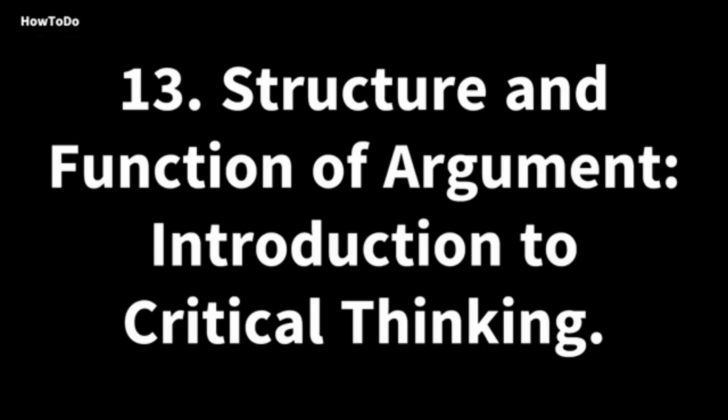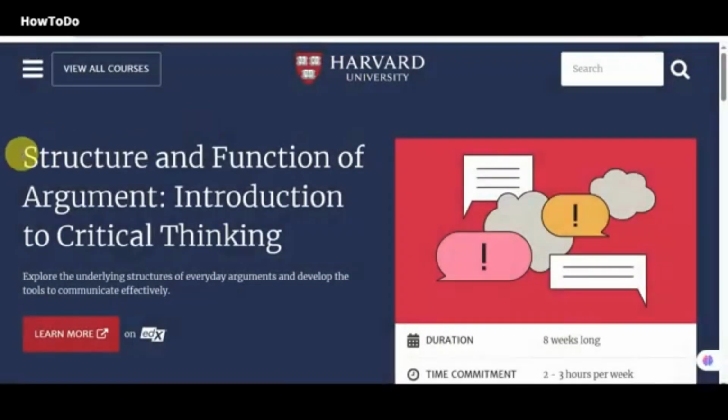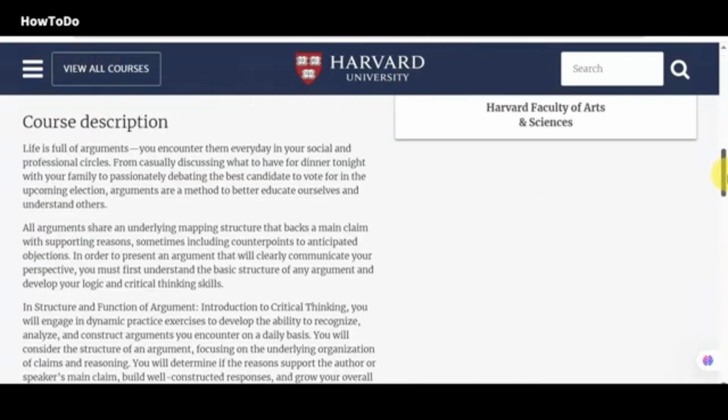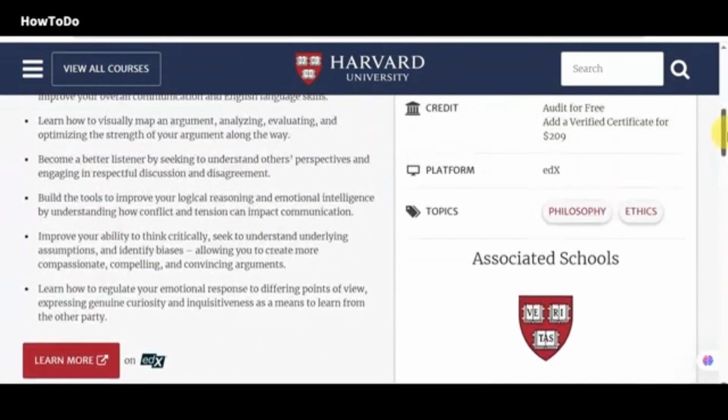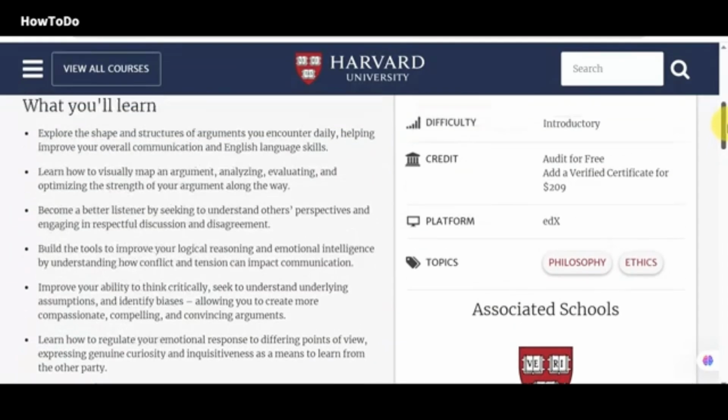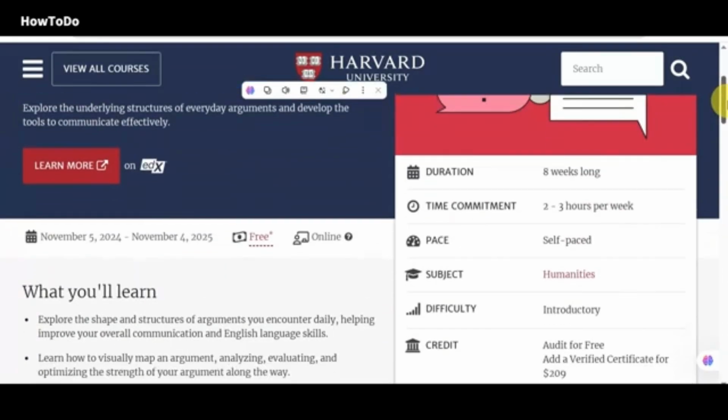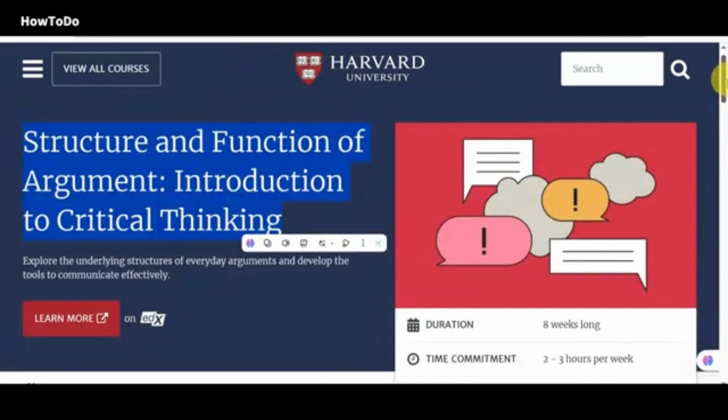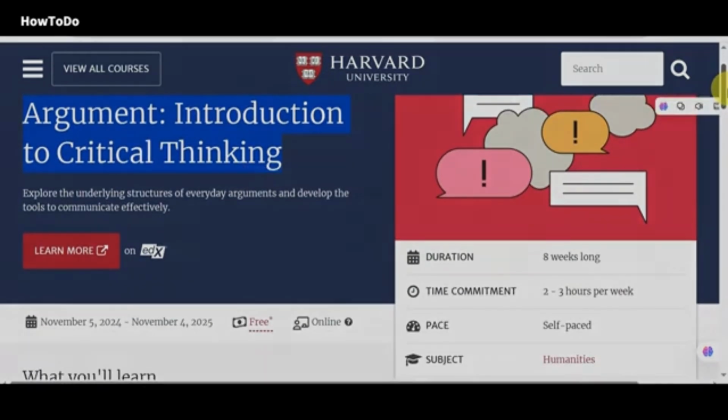13. Structure and function of argument. Introduction to critical thinking. Life is full of arguments. You encounter them every day in your social and professional circles. From casually discussing what to have for dinner tonight with your family to passionately debating the best candidate to vote for in the upcoming election, arguments are a method to better educate ourselves and understand others.